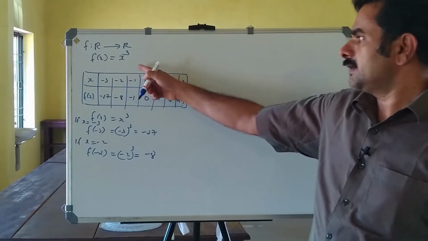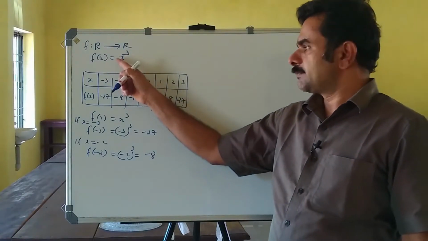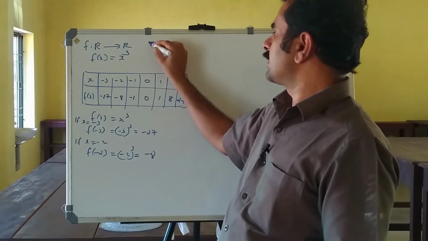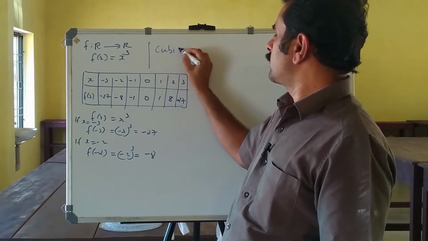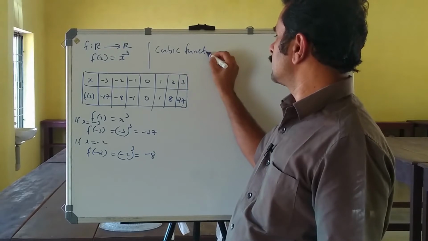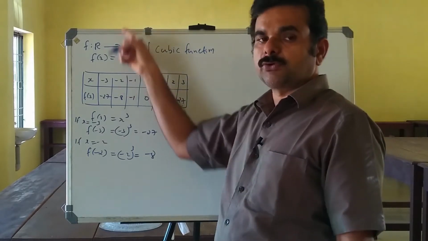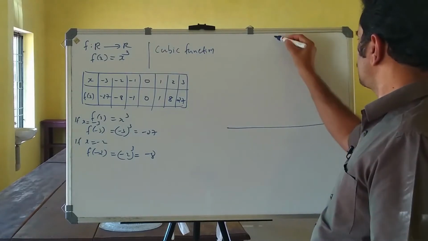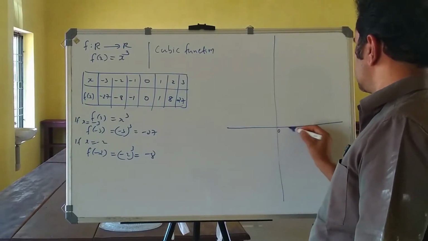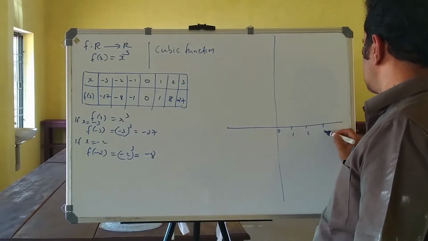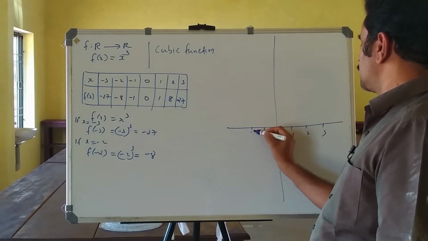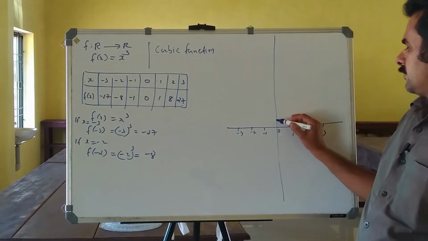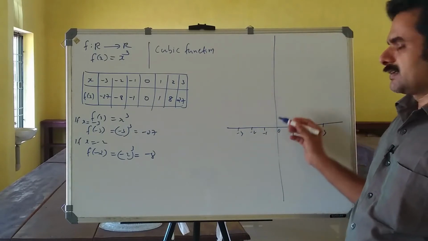It is a polynomial, f of x equal to x cube. It is a polynomial of the third degree, or we say that it is a cubic function, because it is x cube. So how to plot its graph? 0, 1, 2, 3, minus 1, minus 2, minus 3. Here 1, 2, 3 up to 27, which is impossible to draw.